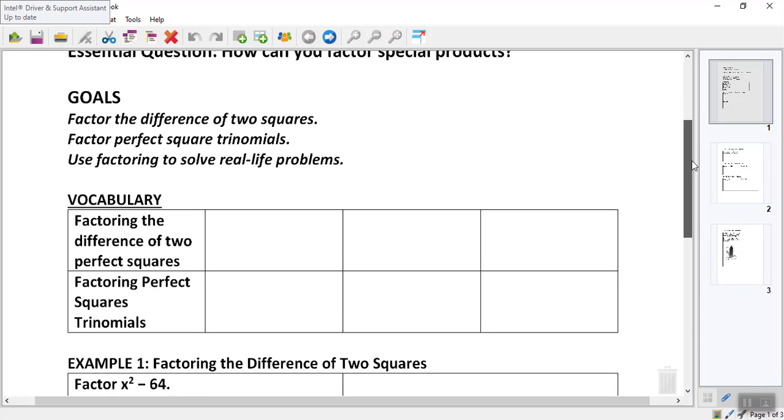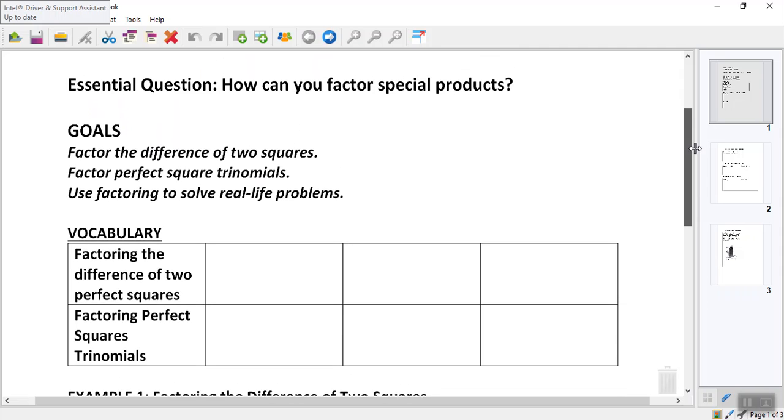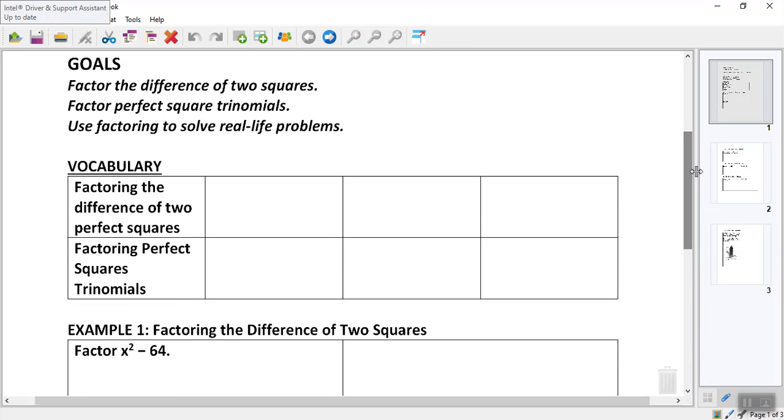All right. How can you factor special products? So we're looking at factoring the difference of two squares, factoring perfect squared trinomials, and we're going to use factoring to solve real life problems. Okay? Kids, I have a quick question for you. Recall this. When factoring the difference of two perfect squares, here's the deal.